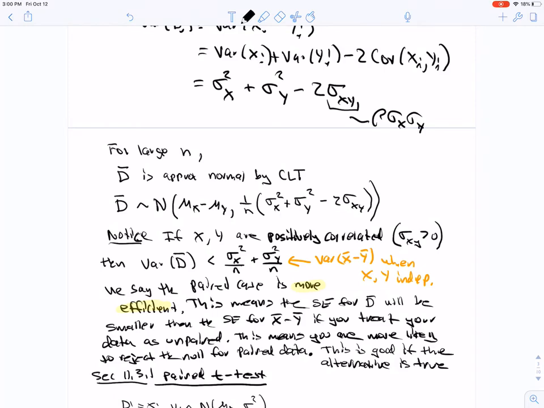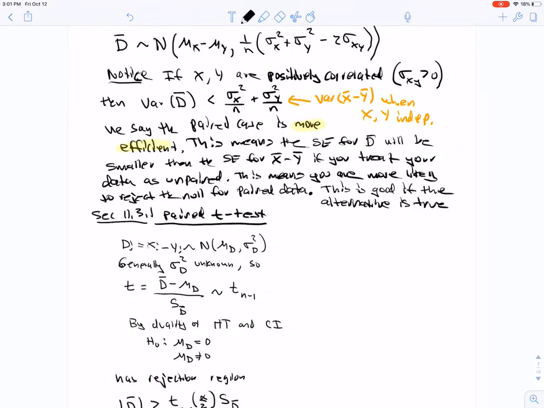And so this says that the paired case is more efficient, and this means that the standard error for D bar will be smaller than the standard error for x bar minus y bar if x and y are unpaired, are uncorrelated. And this means that you're more likely to reject the null for the paired data, right? Because your test statistic will be larger. And, well, this is good if the alternative is true. It's bad if the alternative is false.